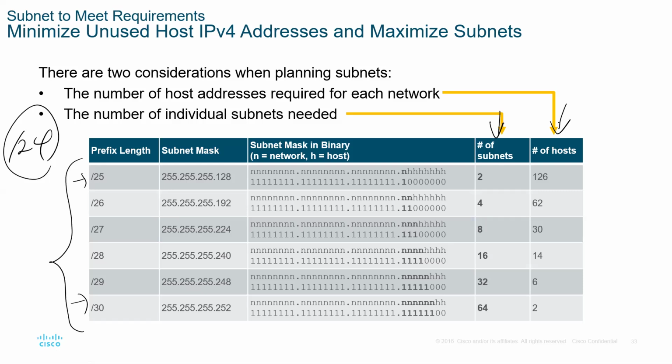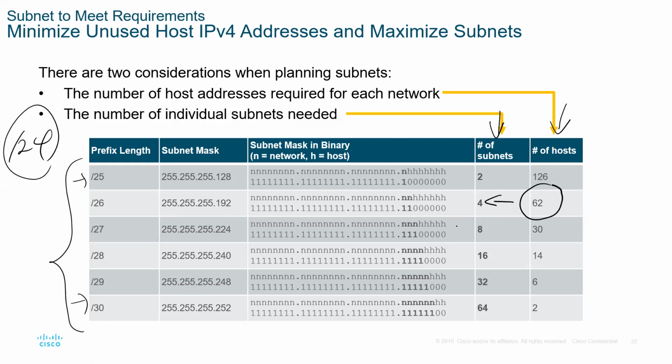So if I want 50 hosts, for example, it will mean I'll have to create 4 subnets, each with 62 hosts. And from those 4 subnets, I take whatever subnets that I need, and I give my 50 host addresses.